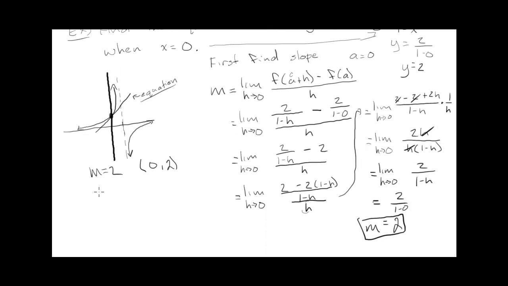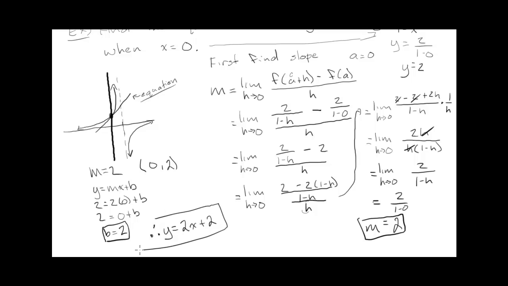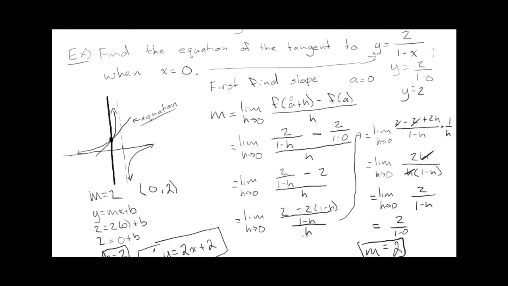And then use whatever method you like to get the equation of a line. A lot of people like y equals mx plus b. m is 2, x is 0, y is 2, so 2 equals 2 times 0 plus b, b equals 2. So therefore, the equation of the tangent would be y equals 2x plus 2. So that's the equation of the tangent to this curve up here at this point.